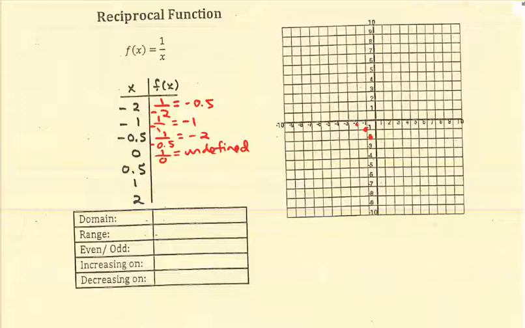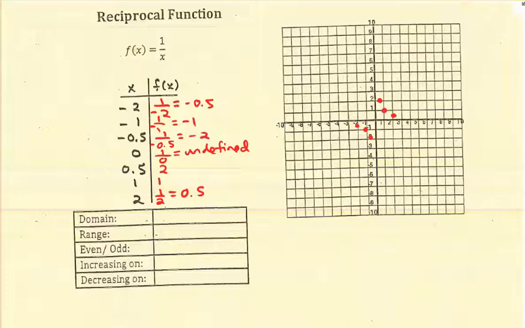Now let's work with some positive x values. The reciprocal of 0.5 is 2, so it gives us another point. Go over to the right this time by 0.5 and up by 2 units. The reciprocal of 1 is 1, so another point on this graph is (1, 1). And then the reciprocal of 2 is 1/2, which has a decimal of 0.5. So another point on this graph is (2, 0.5). Let me make that bigger.